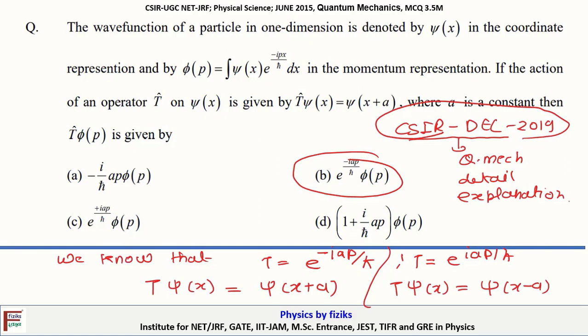I have not discussed the detailed explanation of the translation operator. Again, I am saying it. Please watch the video of CSIR December 2019.